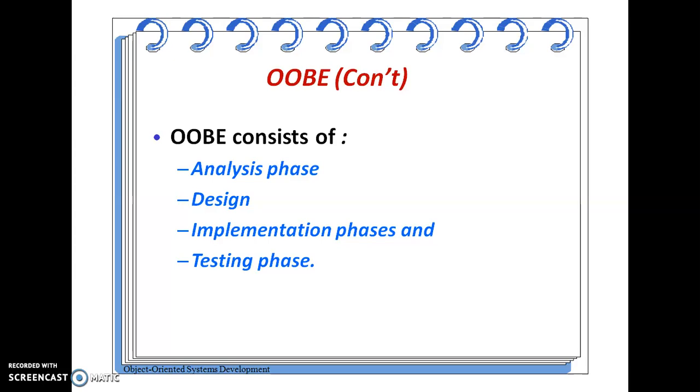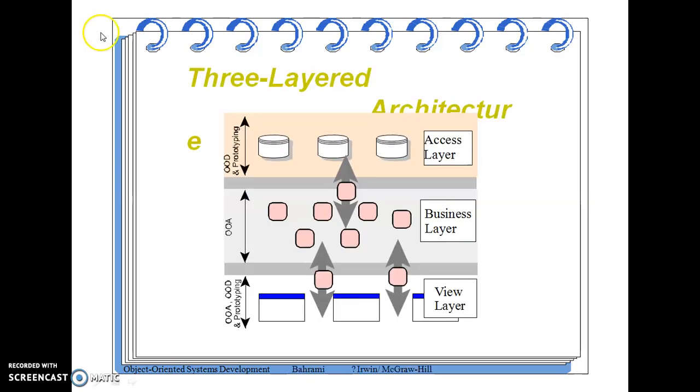Next, object oriented business engineering consists of the analysis phase, design, implementation and the testing phase. You have to remember these four main phases that object oriented business engineering consists of. This is the three-layer architecture. Here it is the access layer, business layer and the view layer.